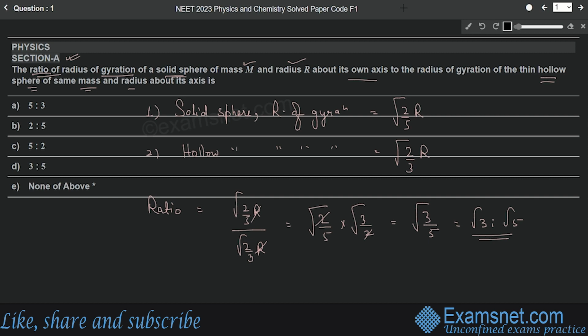Here in the options we have 5 is to 3, 2 is to 5, 5 is to 2, 3 is to 5, but not root 3 is to root 5. So none of them will be the correct answer. Okay, so option E is the correct answer.